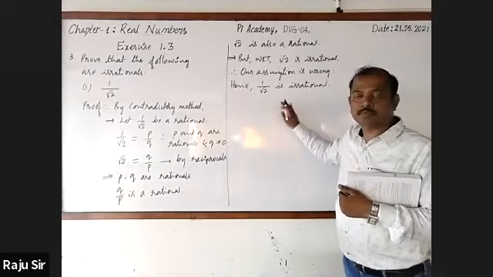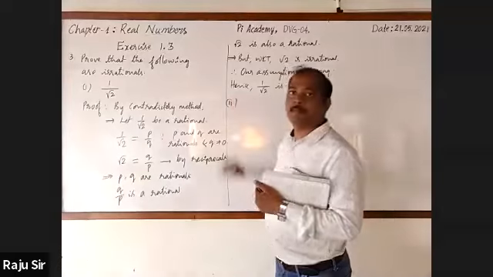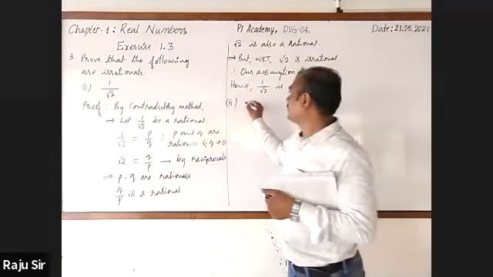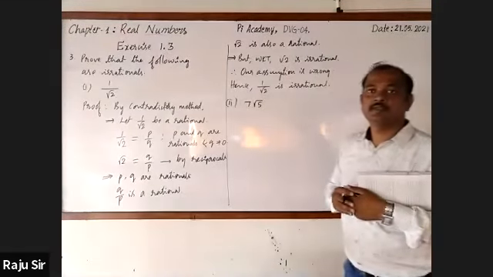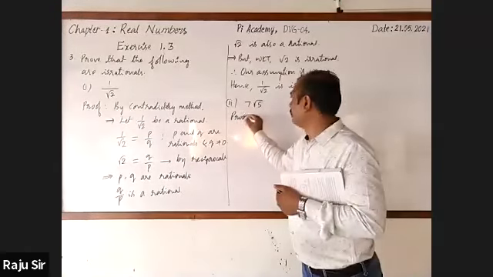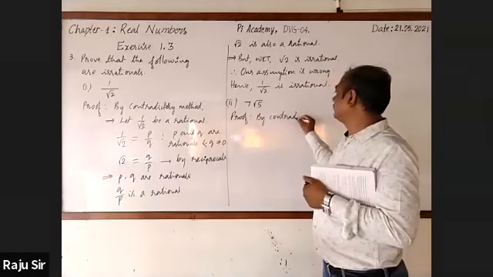Hope that you have finished with me. Now let's move on to the second one, as quick as possible. 7 into root 5. Prove by contradictory method.